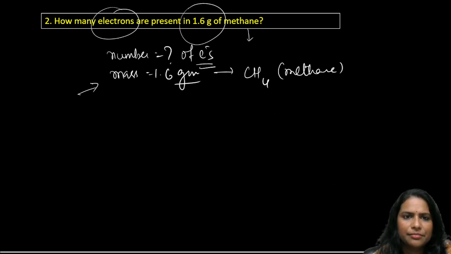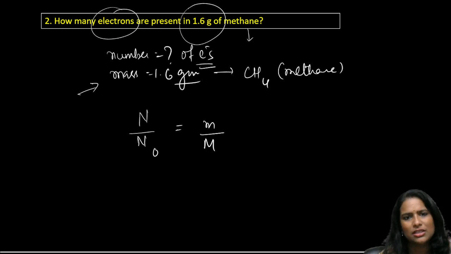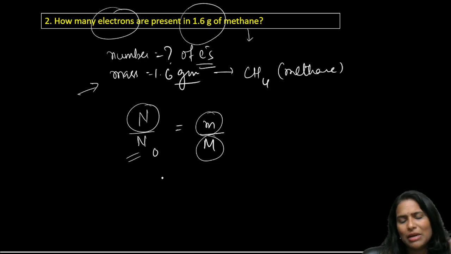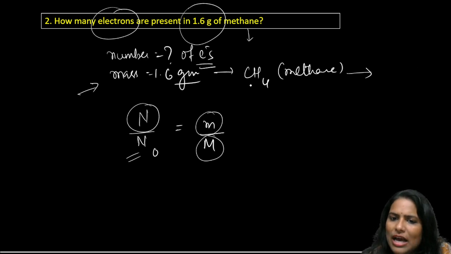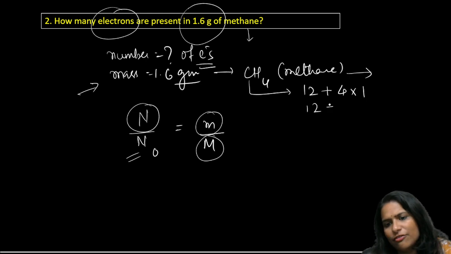Capital N upon N0 equals small m upon capital M. Electrons are asked, Avogadro number is known to you, mass is known to you, and molecular mass you can find out for methane. How will you find the molecular mass? Mass of carbon atom is 12 plus 4 into mass of hydrogen atom, which is 1. So it becomes 12 plus 4, which is 16 grams.